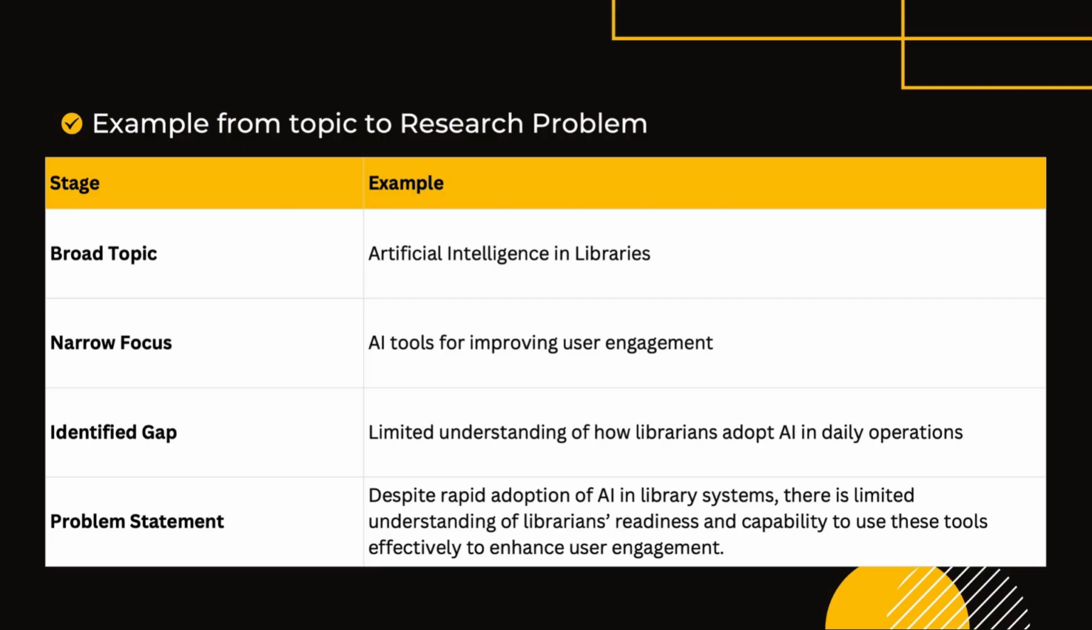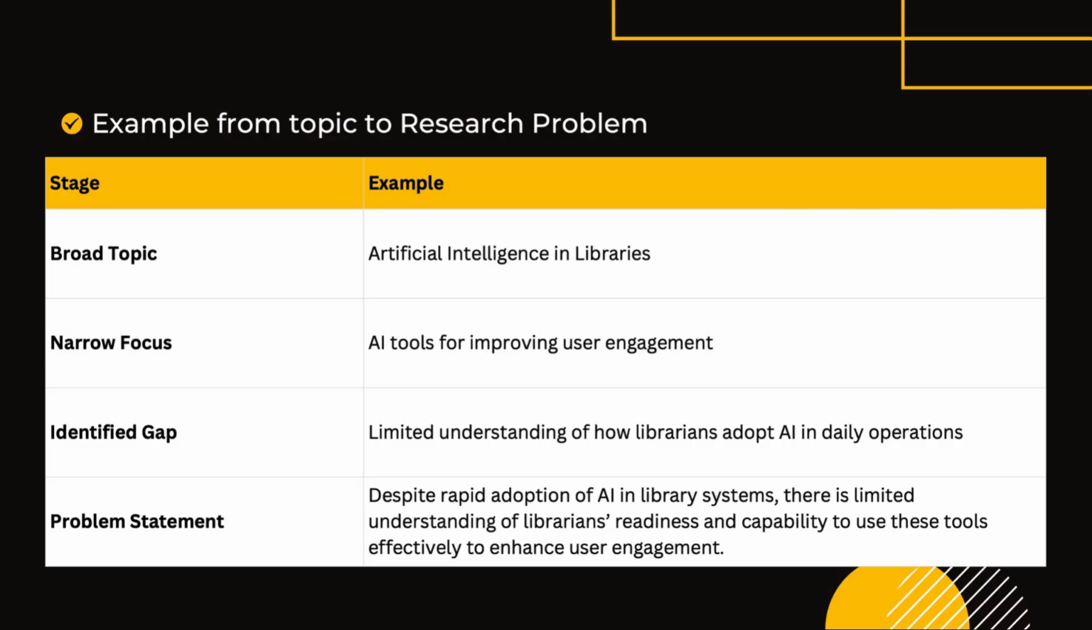Stage 3. Identified gap. After reviewing the literature, we notice a limited understanding of how librarians adopt AI in daily operations. Many studies talk about the benefits of AI, but fewer examine librarians' readiness, training, or comfort levels in using it. This gap becomes the basis for our research focus.